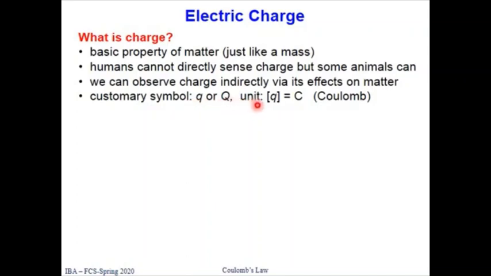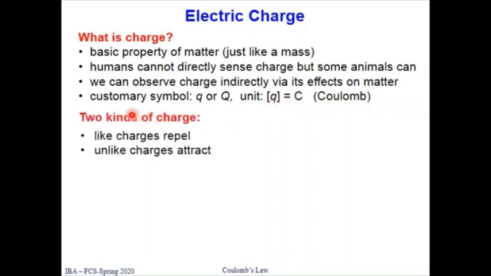And as charge is a measurable quantity, it must have a dimension. So the charge is measured in Coulomb, which is represented by capital C. As I mentioned before, the charge has two kinds. One is positive and the other is negative. Therefore, their interaction also must have two kinds. Like charges repel each other and unlike charges attract each other.